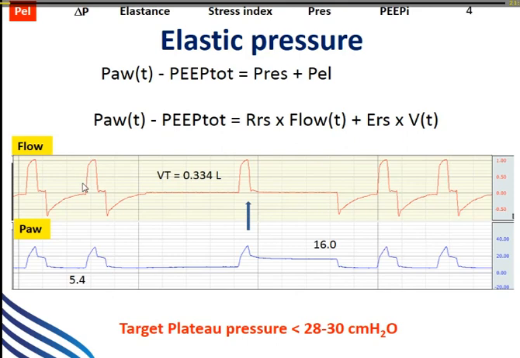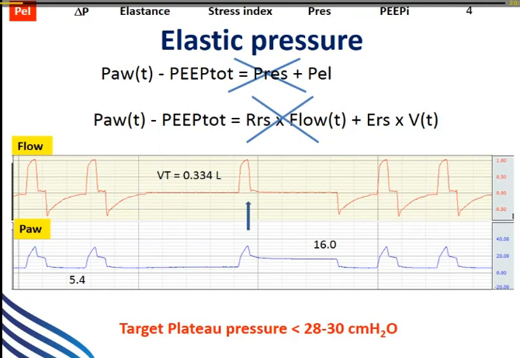Here you have a typical tracing of an ARDS patient receiving invasive mechanical ventilation under sedation and paralysis in volume control mode, constant flow inflation. You have the inspiration up here and the expiration down there, and you have here the airway pressure. So the goal here is to measure the elastic pressure. And to get it, you have to discard the resistive pressure. And to do that, the simple way is to make the flow equal to 0.